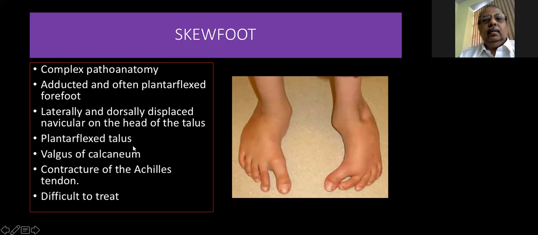Then the talus is plantar flexed. The heel is in valgus and equinus. So equinus and valgus of the heel, dorsolateral dislocation at the metatarsal joint, and forefoot is in adduction and equinus. So this is what is called the skew foot, and it is a condition that is very difficult to treat.